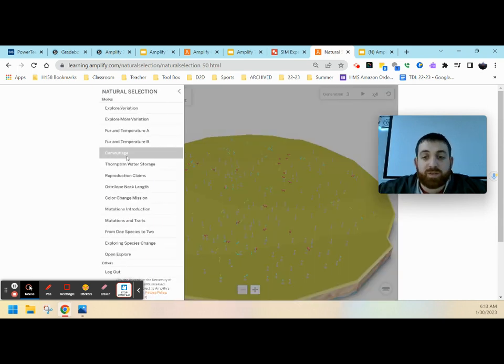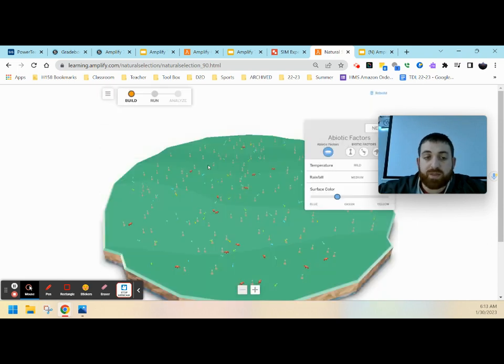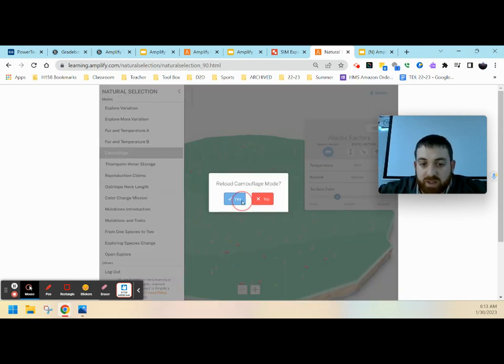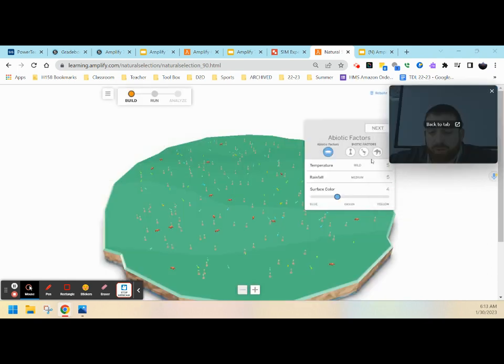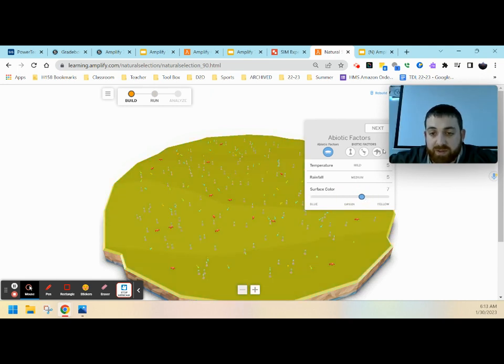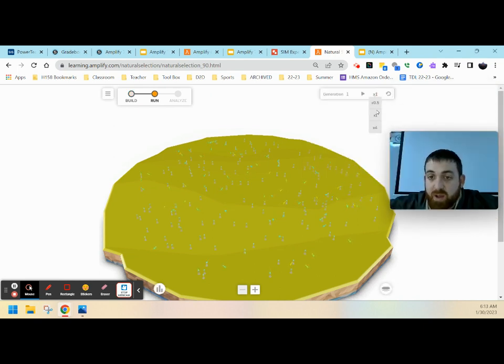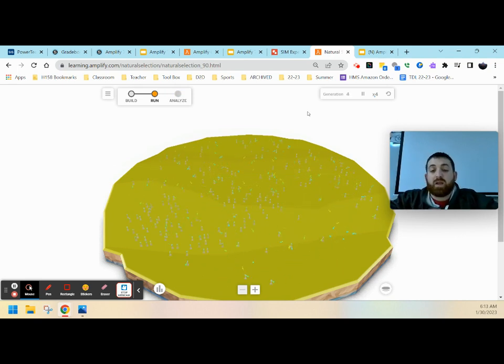Now, for the second time, you'll have to run the camo mode again. That's key. Make sure you go back in and run the camouflage mode again. Don't start it where you left off. You're going to go through the same thing where you load it up to 7, but this time you're going to turn off the Carnathons, and we'll run it for 50 generations again, speeding it up and playing that. But remember, this time we're doing it with no Carnathons, and we're looking to explore whether or not this yellow coloring is the adaptive trait.